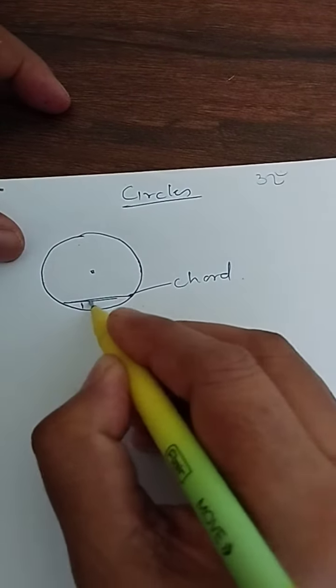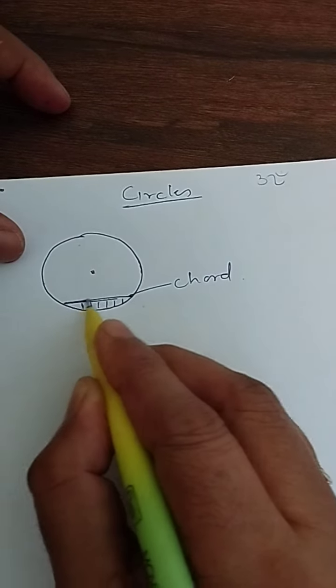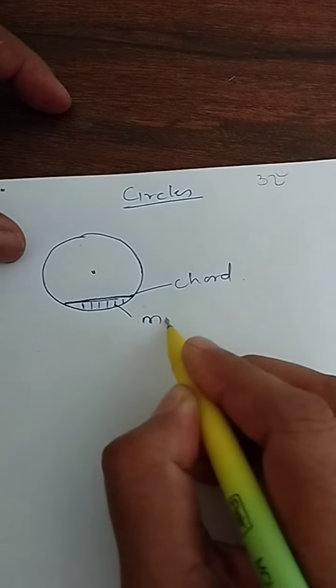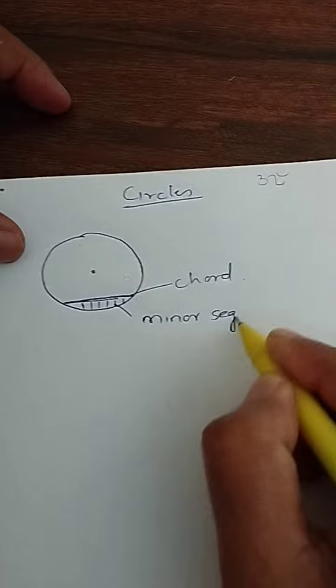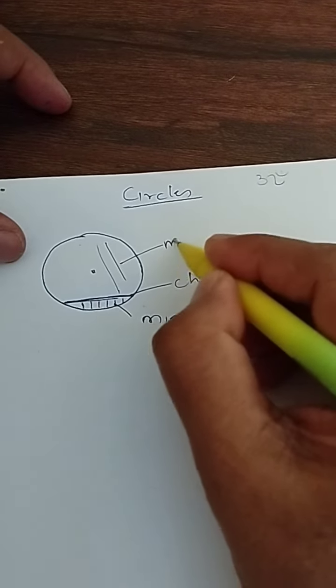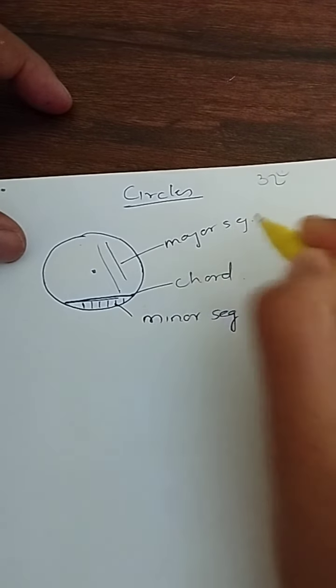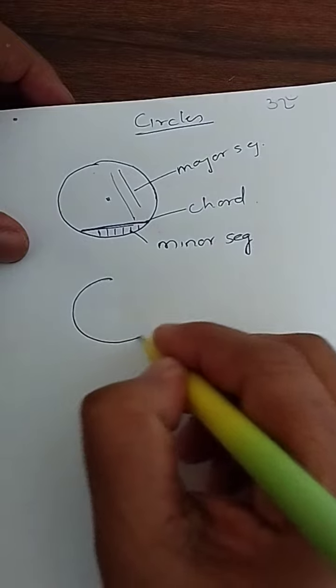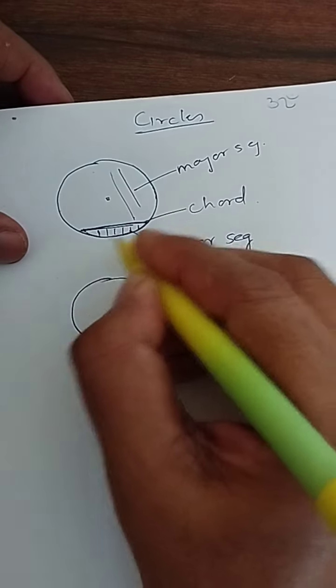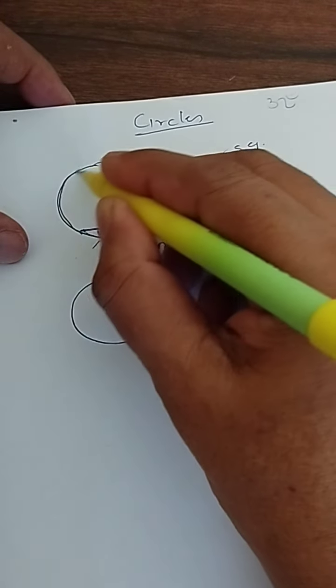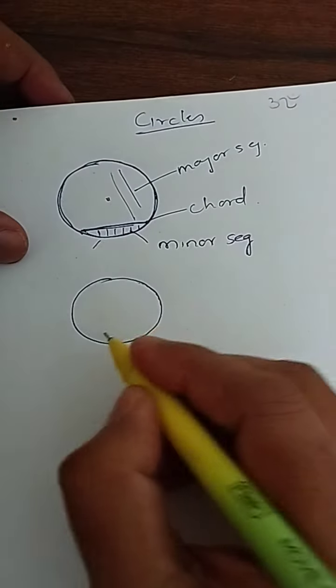Then this segment which is formed with the chord and the circle is called the minor segment. This part is called the major segment. Okay, then we have this arc, which is called the minor arc, and this arc is called the major arc.